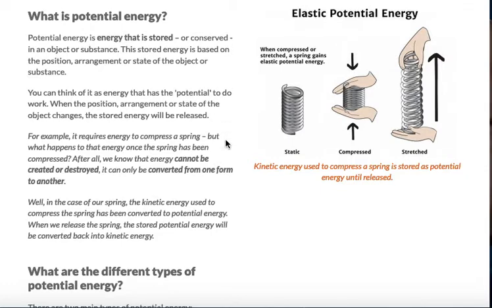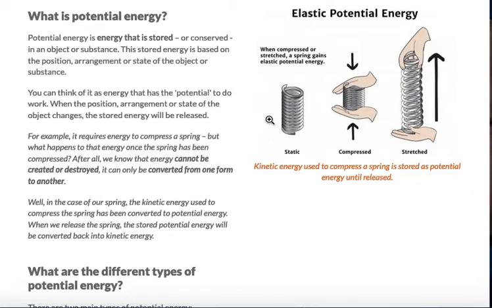For example, it requires energy to compress a spring, but what happens to that energy once the spring has been compressed? After all, we know that energy cannot be created or destroyed. It can only be converted from one form to another. Well, in the case of the spring, the kinetic energy used to compress the spring has been converted to potential energy. When we release the spring, the stored potential energy will be converted to kinetic energy.